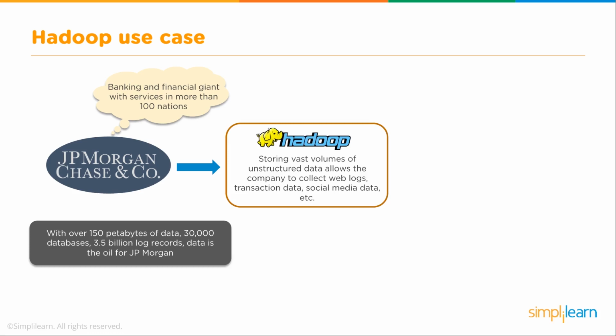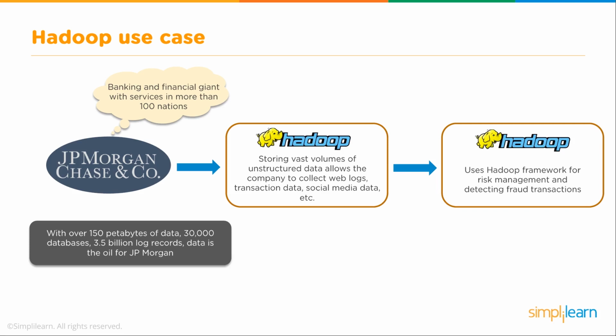So the answer, of course, is Hadoop. Storing vast volumes of unstructured data allows the company to collect web logs, transaction data, social media data. Just about everything you can imagine that goes into JP Morgan Chase & Company is now put into a Hadoop file system. And we use the Hadoop framework for risk management and detecting fraudulent transactions. I didn't even mention that in all this. Fraud is huge. If you can cut your fraud in half, that is pure profit for a company. If you have billions of dollars going out in fraud and you cut it in half, you just made $500 million. That's the kind of money we're talking about with JP Morgan Chase, a large company like this.